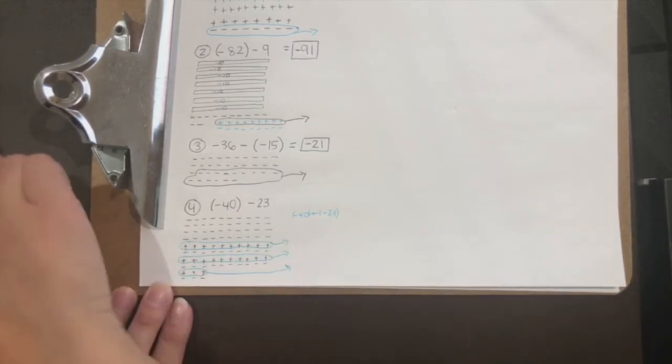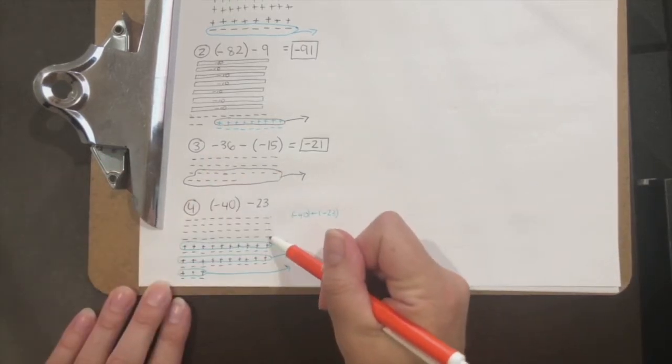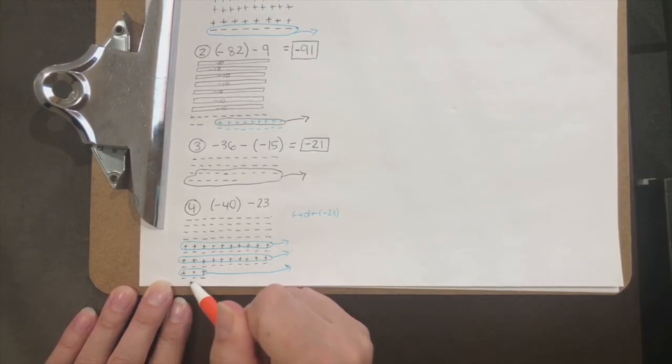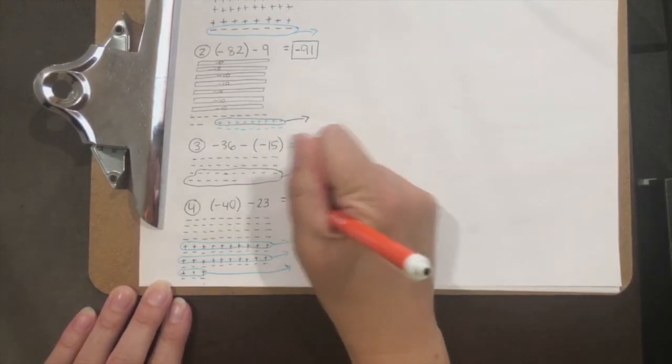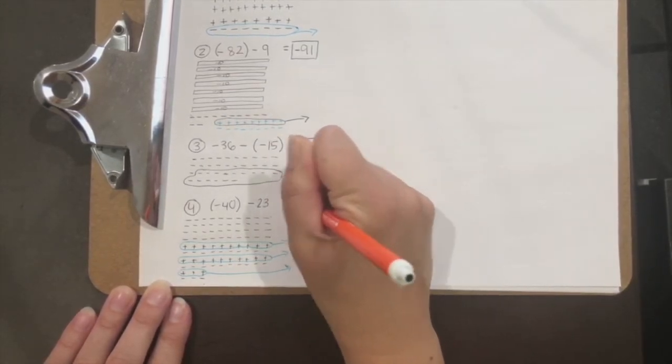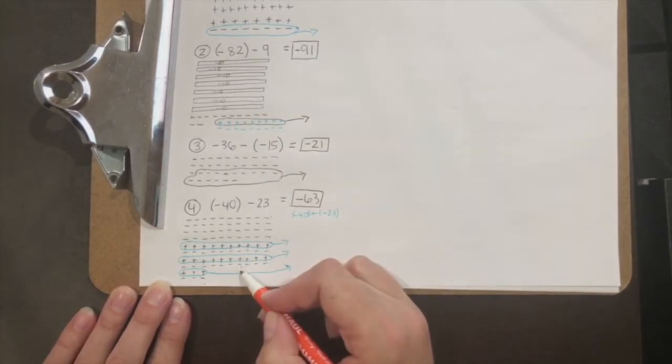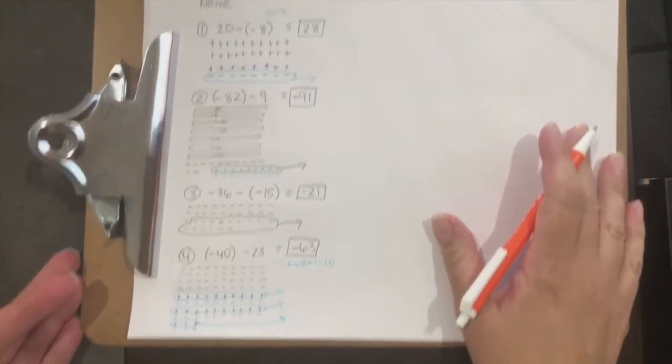So let's add these up. 10, 20, 30, 40, 50, 60, 61, 62, 63. So this equals negative 63. I have a total of 63 negative tiles here. Wow. All right, let's do number 5.